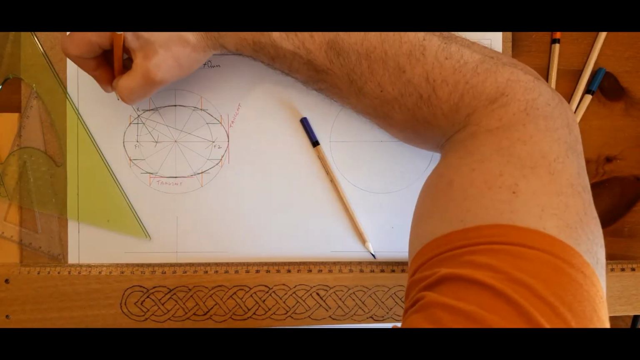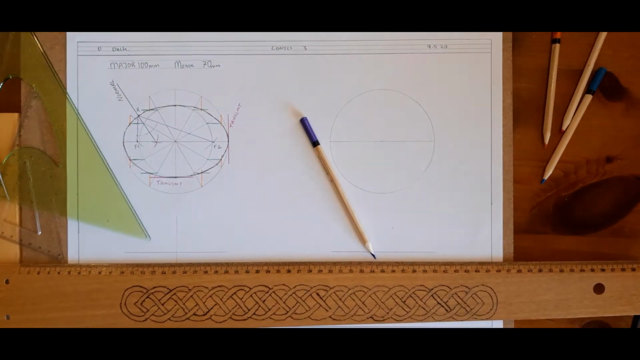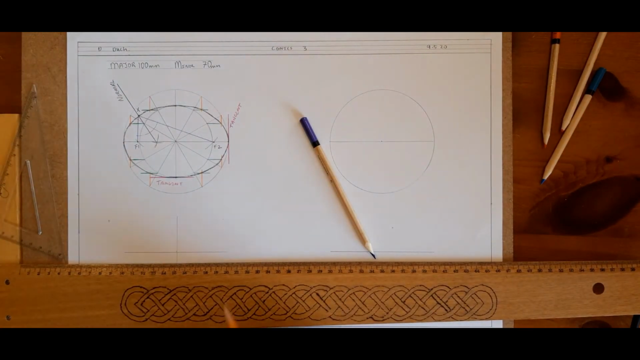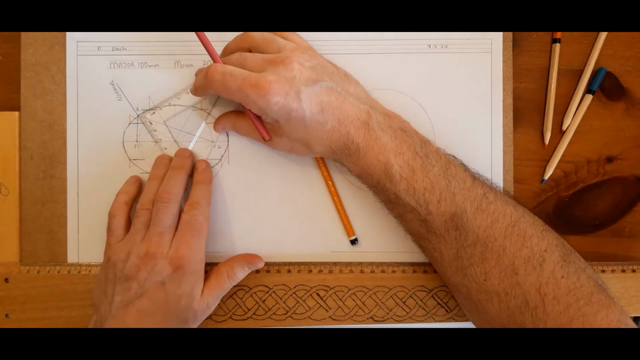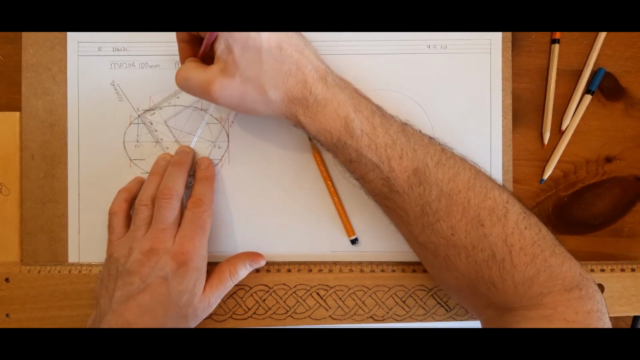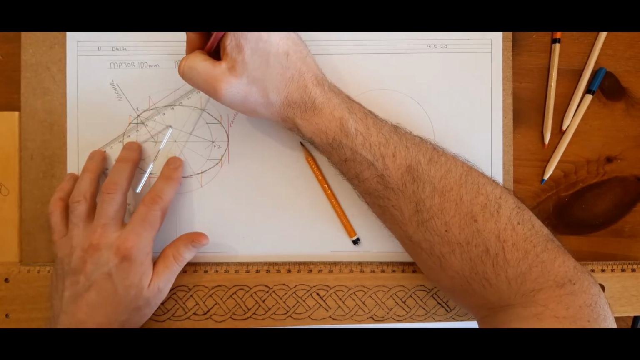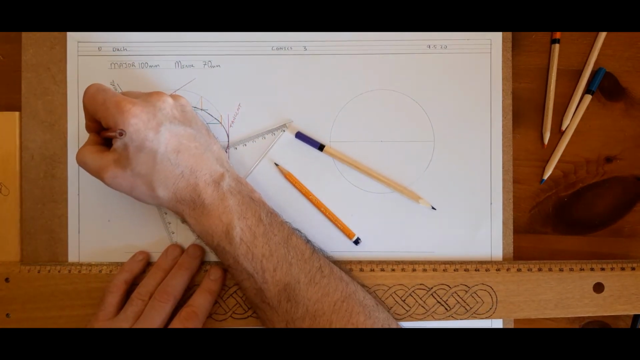That bisector is called a normal. And the good thing about a normal is a tangent is always at a right angle to a normal. So down there, your set square, and you can draw in that tangent.